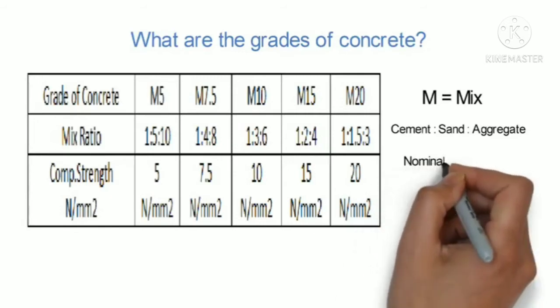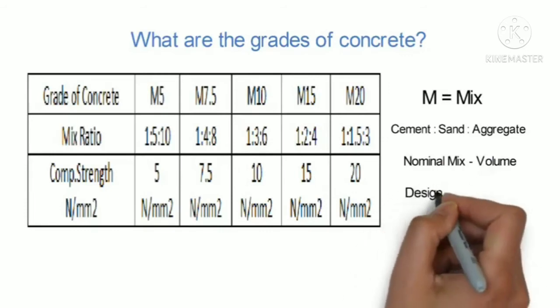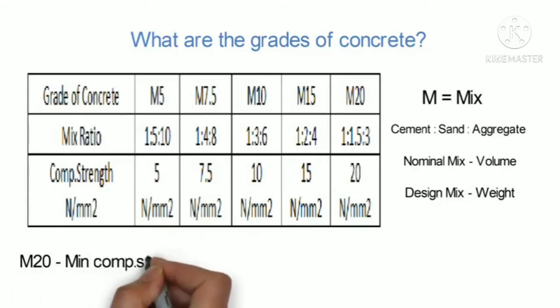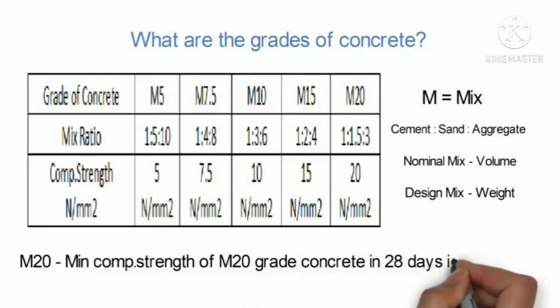In nominal mix, the proportion of cement, sand and aggregate is on the basis of their volumes. But in the case of design mix, the proportion of cement, sand and aggregate is on the basis of their weights. The meaning of M20 is that the minimum compressive strength of M20 grade concrete in 28 days is 20 Newton per mm square.